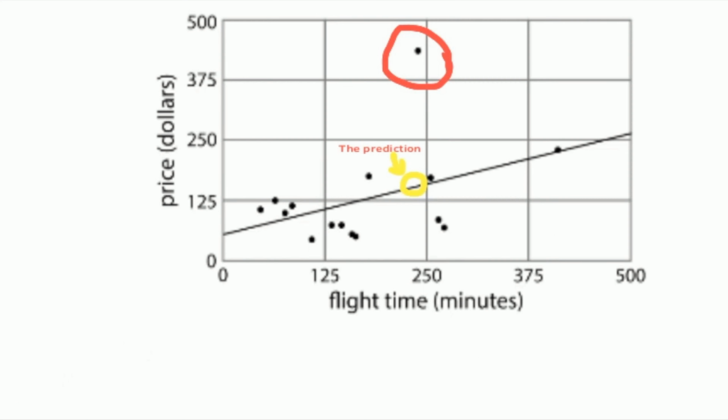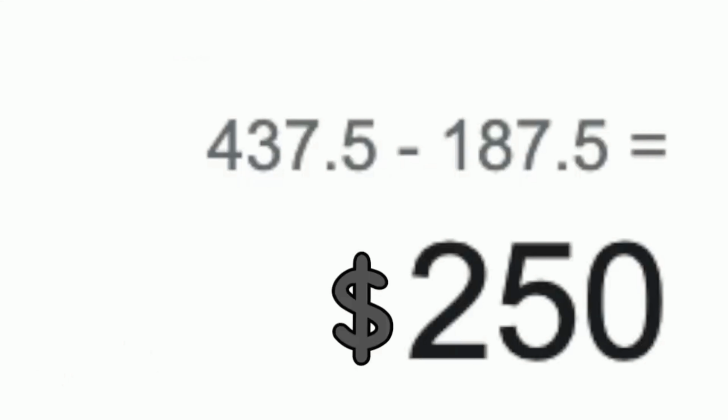B. Use the graph to estimate the difference between any outliers and their predicted values. The predicted value of this outlier would lie on this line at approximately 187.50, and the outlier is approximately 437.50. That's a difference of $250.